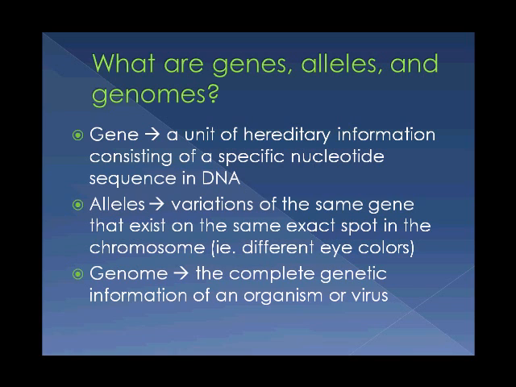For example, different eye colors come from the fact that there are alleles that control that. So, if you have brown eyes, that's a variation of the eye color gene, and it's located on the same exact spot on the chromosome as green and blue eyes, but they're just different. And lastly, a genome is the complete genetic information of an organism or virus. So that's all your DNA.